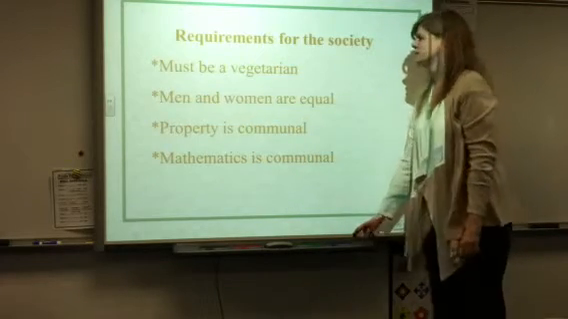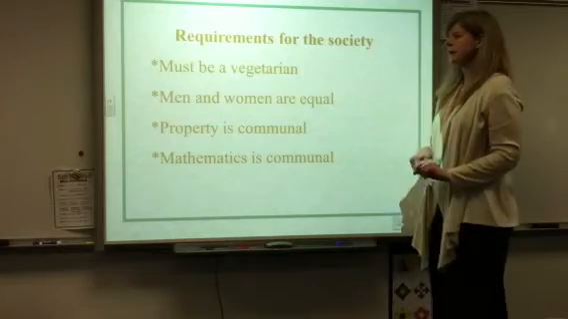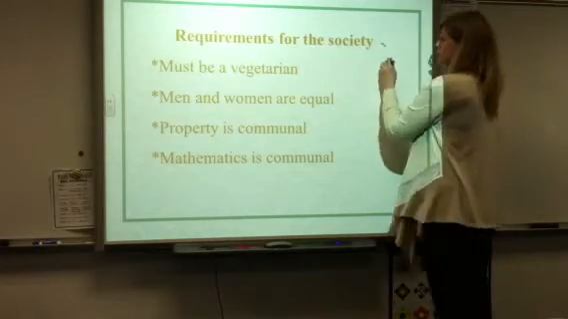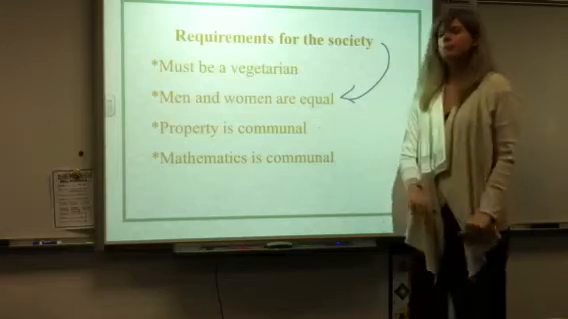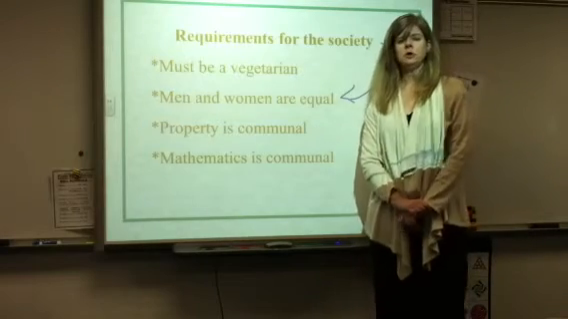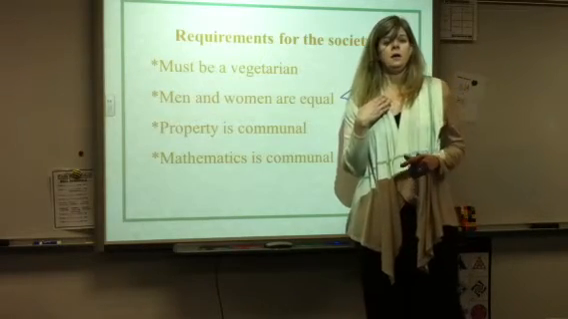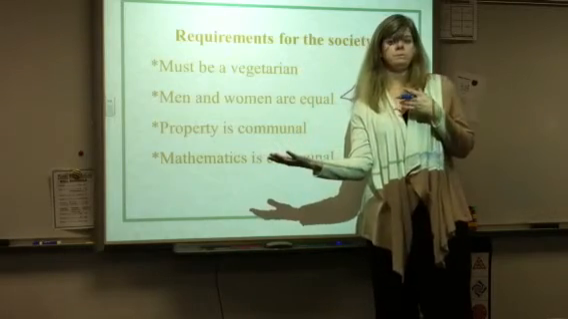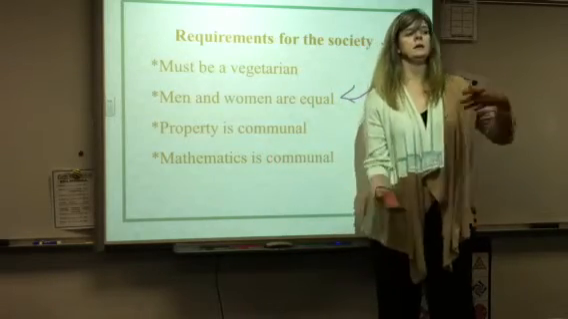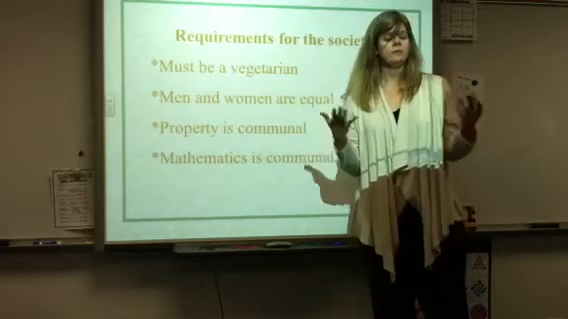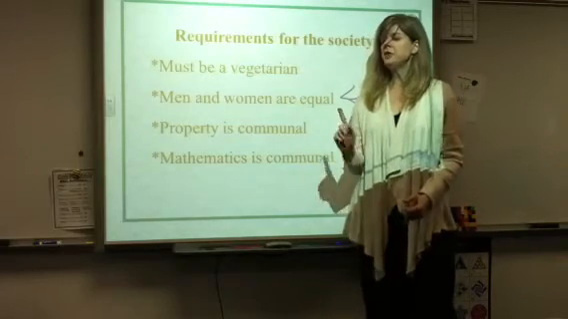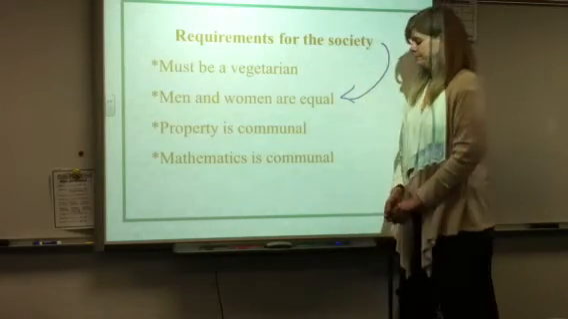Some requirements for the society. Must be a vegetarian. Men and women are equal. That's the one I really like. Property is communal. Mathematics is communal. That means whatever someone else thinks about mathematically, someone else can take credit for that as well. So Pythagoras may not have been the one who came up with this theorem.